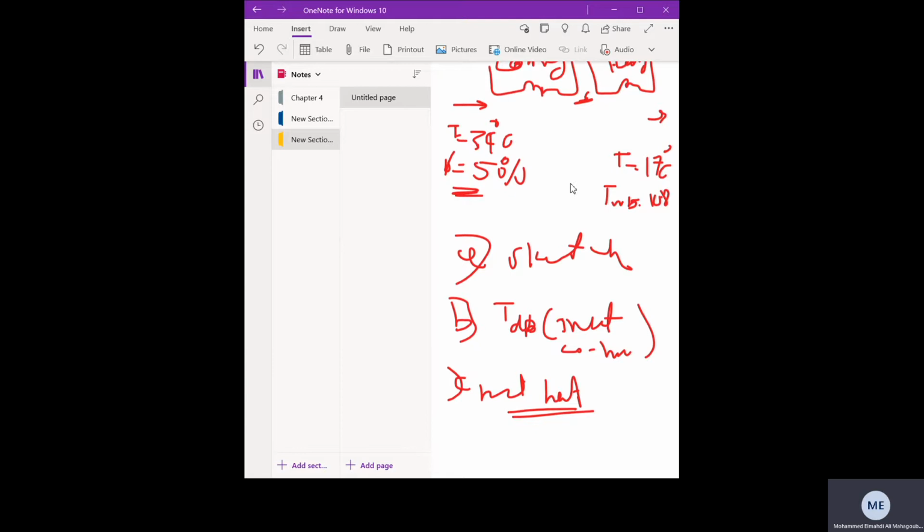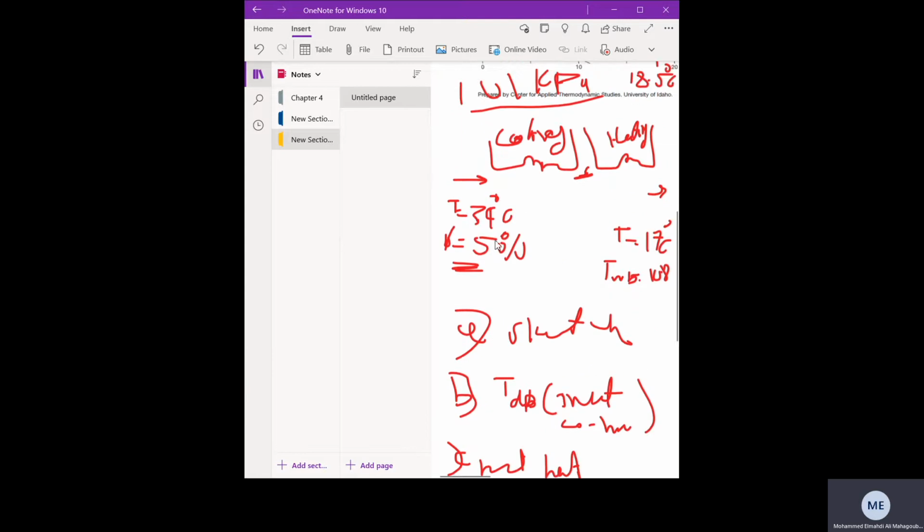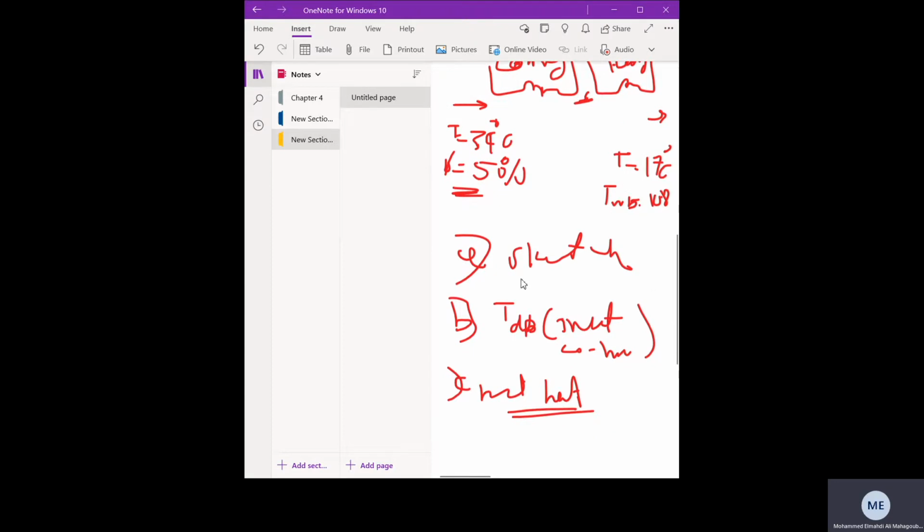Let me just double check that I took the values correctly. 39, 50%, 17, 10.8. Yes, everything is cool. The cooling coils first and then the heating coils. I need to sketch the dew point. Everything is done there.